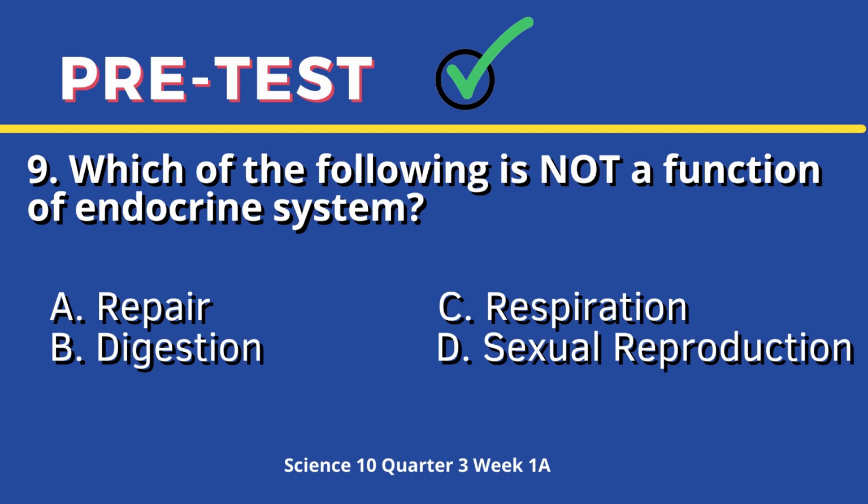9. The endocrine system is a chemical messenger system comprising feedback loops of the hormones released by the internal glands of an organism directly into the circulatory system, regulating distant target organs. Which of the following is not a function of endocrine system? A. Repair. B. Digestion. C. Respiration. D. Sexual reproduction.